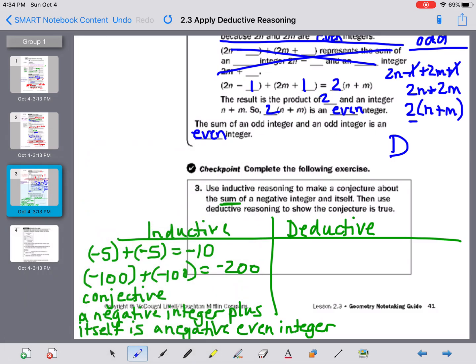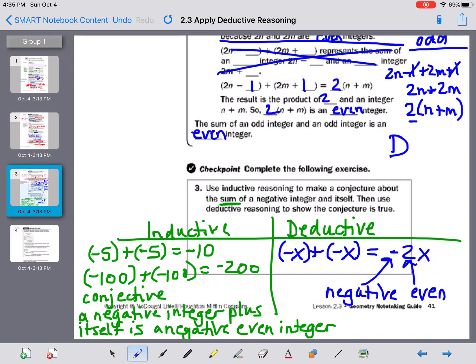For deductive, okay, I'm not going to choose one number. I'm going to go ahead and say like negative x, right? That's a number. I add it to itself. What's negative x plus negative x? Negative 2x, okay? What does this tell us every answer is going to be? Negative. What does this 2 tell us every answer is going to be? Even. Does that match the negative and even that we came up with in our conjecture? Yes, okay? So this is the deductive that I used some facts that will be true for everything.